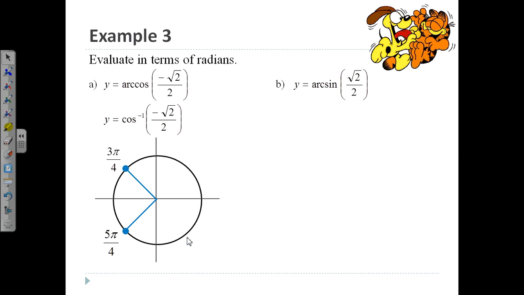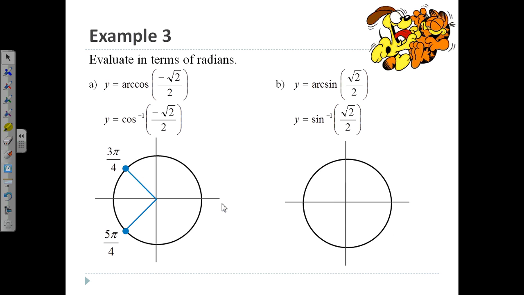Let's try another one. What about arc sine of positive root 2 over 2? So that's the sine inverse, right? So where is sine positive? Well, sine is positive in the first and second quadrants. And when you look at your unit circle, looking at sine, root 2 over 2 here is going to be pi over 4, and there is going to be 3 pi over 4. Not too bad, right? It's pretty easy stuff.